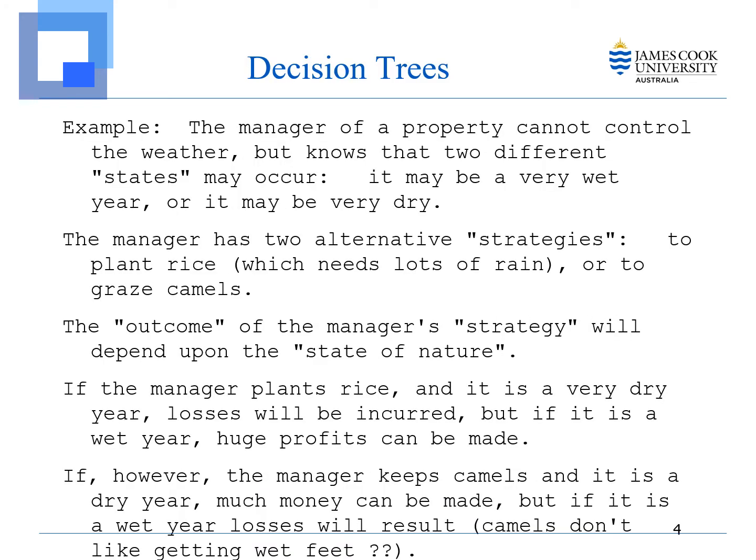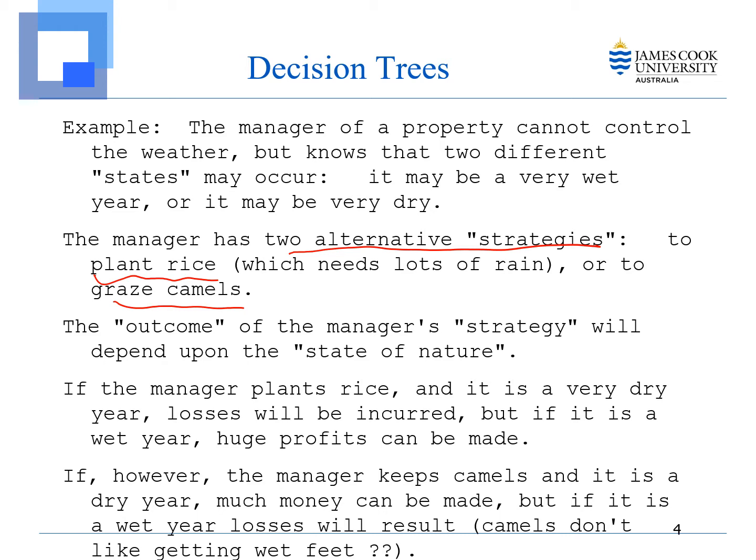Alright, let's look at the example. Suppose the manager of a property cannot control the weather, but knows that two different states might occur. It might be a very wet year or it might be a dry year. So now this weather is a random event. The manager has two alternatives, or two strategies, let's say: either to plant rice on the land, which needs lots of water, lots of rain, or graze camels, which do not like rain.